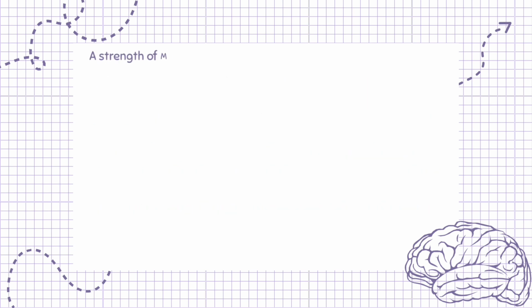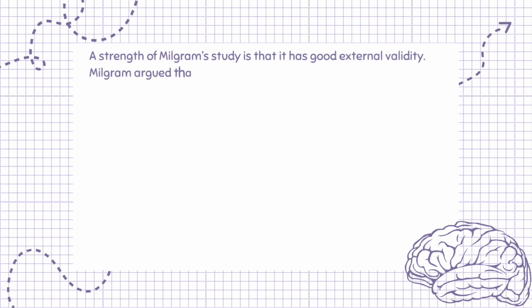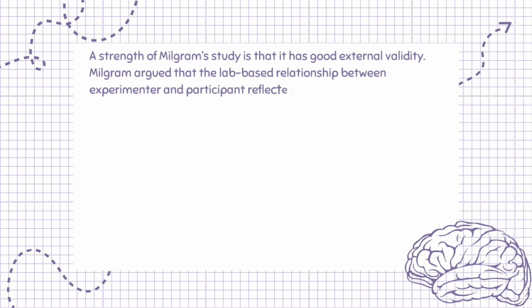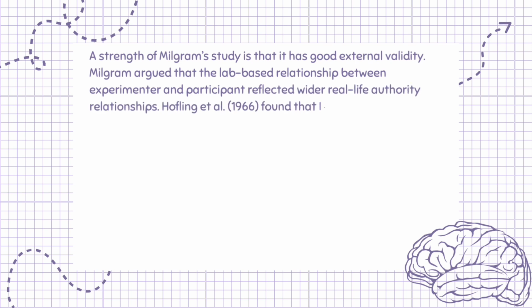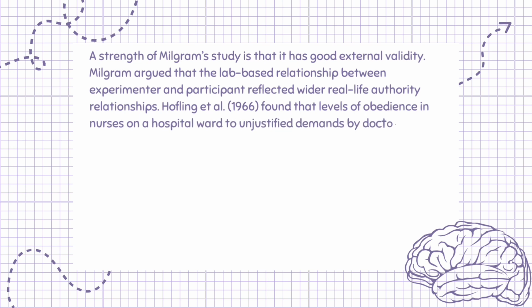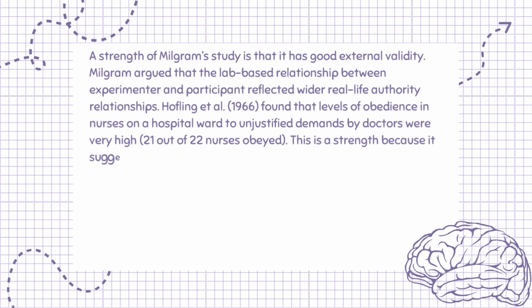A strength of Milgram's study is that it has good external validity. Milgram argued that the lab-based relationship between experimenter and participant reflected wider real-life authority relationships. Hoeffling et al., 1966, found that levels of obedience in nurses on a hospital ward to unjustified demands by doctors were very high. 21 out of 22 nurses obeyed.